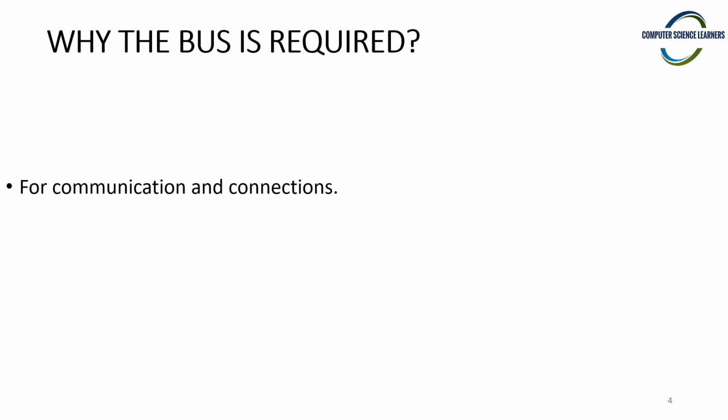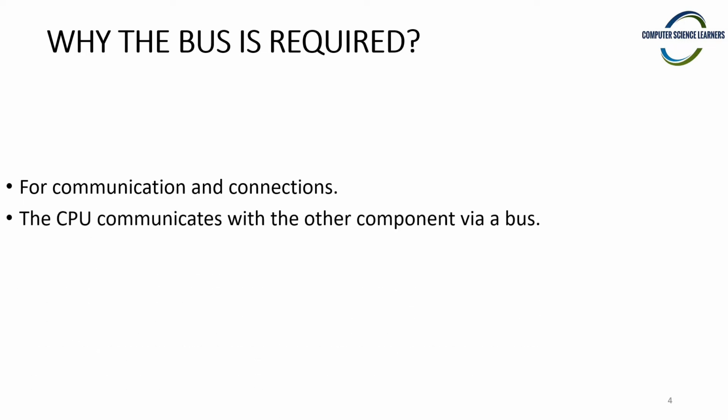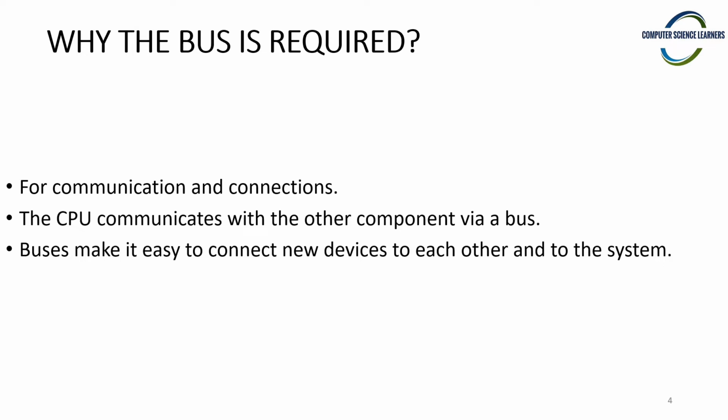Now the question is, what are the requirements of having a bus? It is required for communication among the different units within the system. The CPU communicates with the other components via a bus. So generally we call it a system bus, which connects the major components within the system. Buses make it easy to connect new devices to each other and to the system.